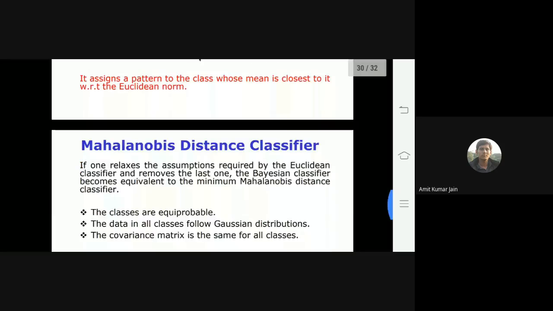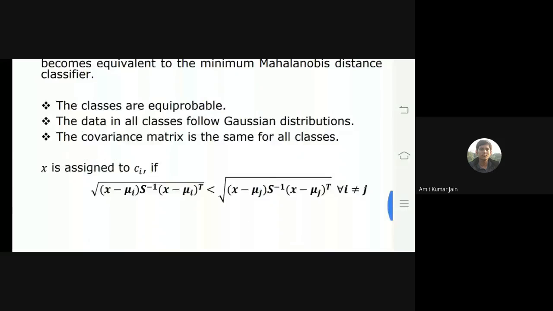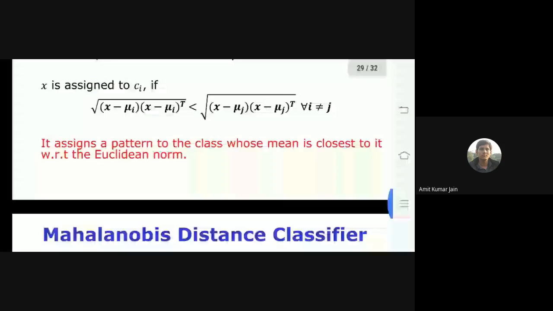Only the thing here I have written in terms of S inverse, you just treat it as capital C inverse, which is nothing but the covariance matrix. So you have to calculate the distance here, and check for which class the distance is less, and accordingly you can implement it. So now your job is to implement three different things.